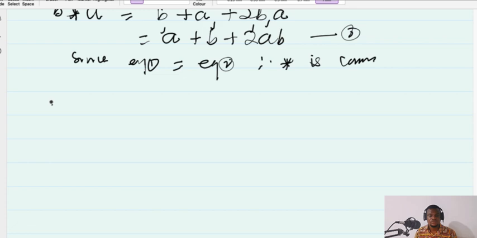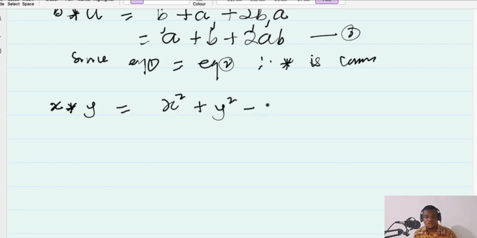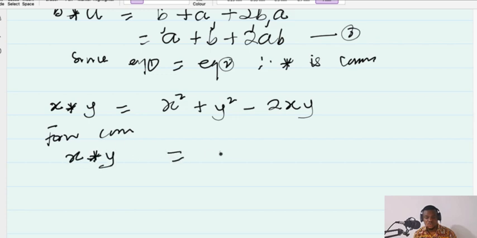So let's say we have operation X star Y, which is equal to X squared plus Y squared minus 2XY. We have to show whether or not the operation is commutative. So for commutative, X operation Y should give us the same as Y operation X. So X operation Y, let's call it equation 1, and Y operation X equals equation 2.